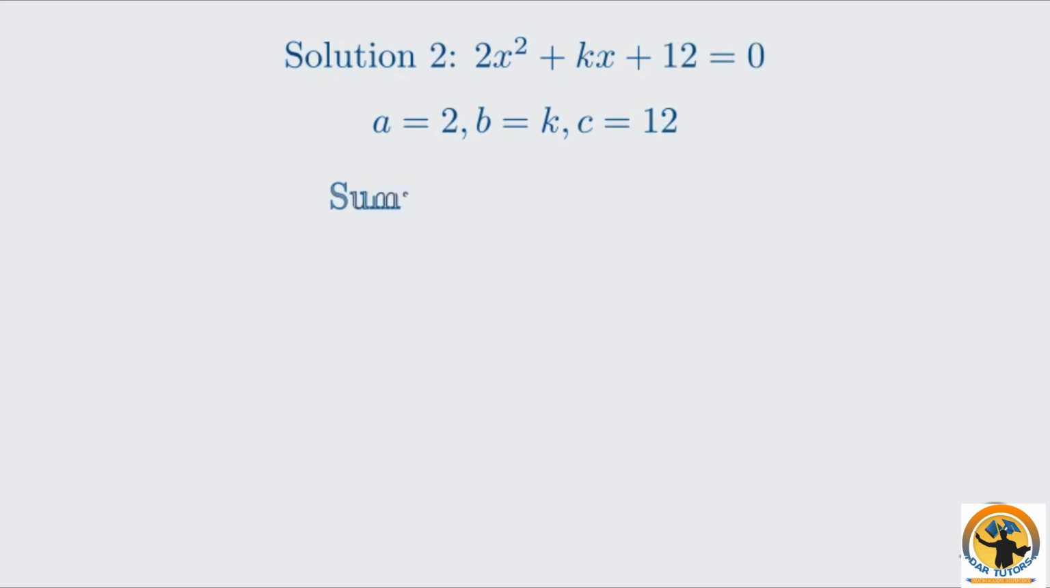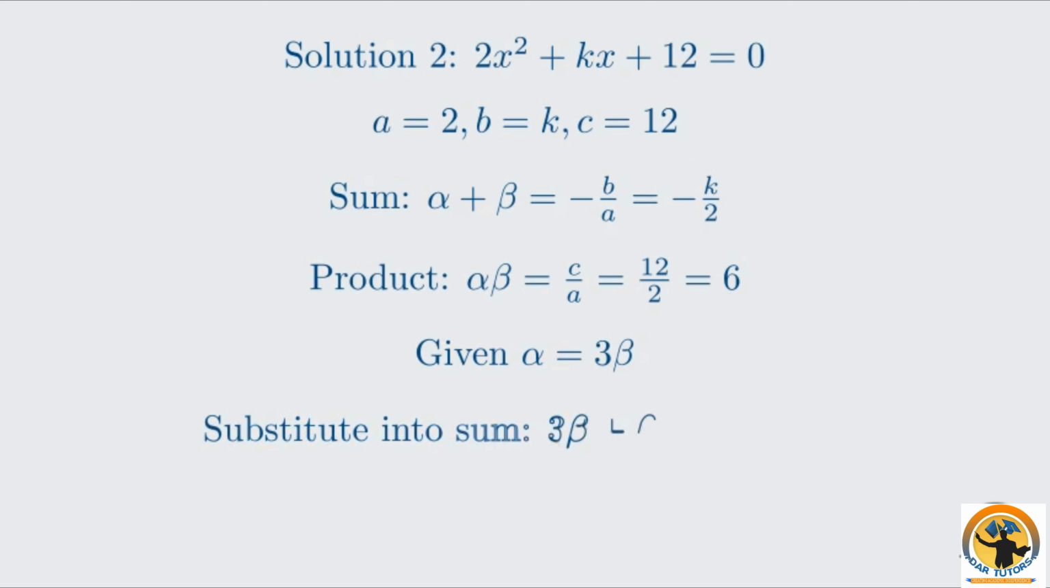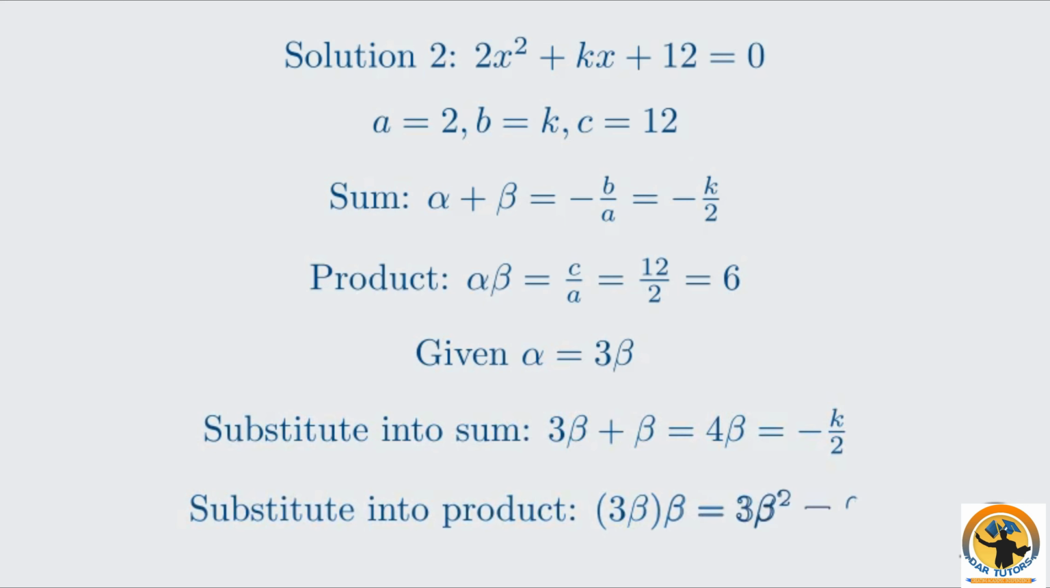The sum of the roots, alpha plus beta, is negative k over 2. The product of the roots, alpha beta, is 12 over 2, which simplifies to 6. We are given the condition that one root is 3 times the other, which means alpha equals 3 beta. We can substitute this into our equations. The sum becomes 3 beta plus beta, which is 4 beta, equals negative k over 2. The product becomes 3 beta times beta, which is 3 beta squared, equals 6.